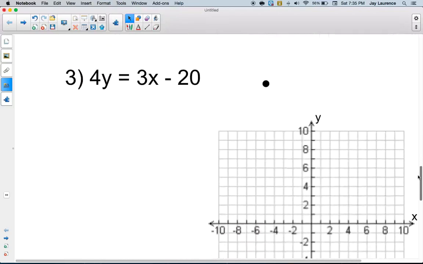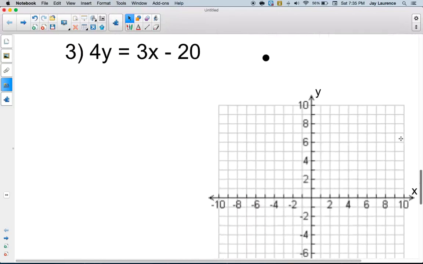All right, here's number 3. Why don't you go ahead and try that one on your own? Okay. Here comes my solution. If you haven't tried it, please do. All right, so I do have a linear equation here, but y is not alone. So to get y alone, I'm going to have to divide by 4 here, here, and here.